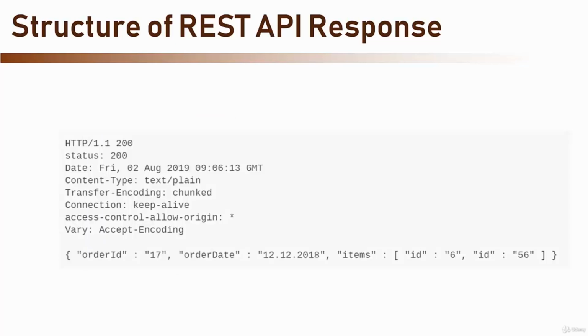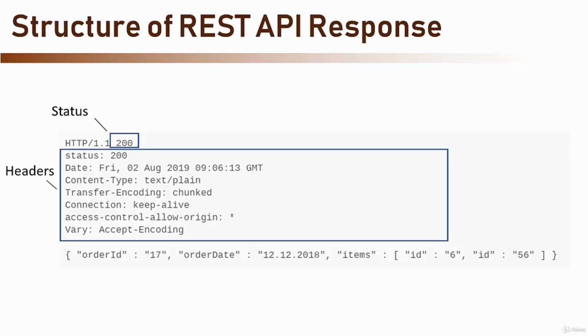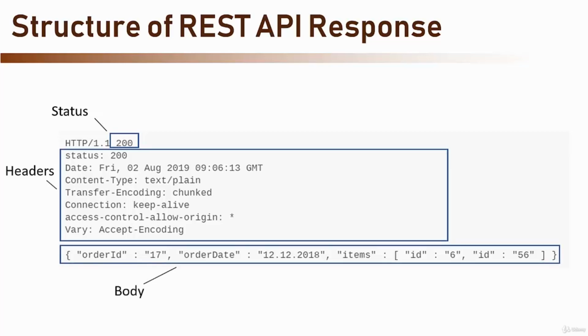And here is an example of a REST API response. And let's look closely at it. So this is the status code, in this case 200. 200 in the HTTP protocol means OK, meaning the request succeeded. Next are the headers, and last is the body.